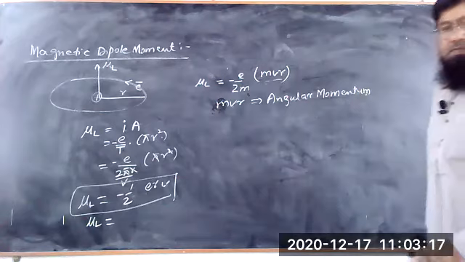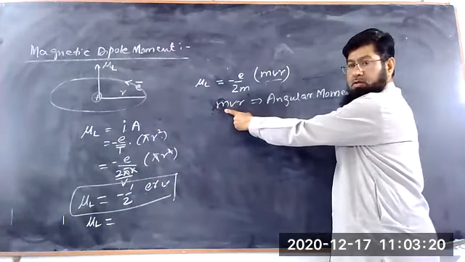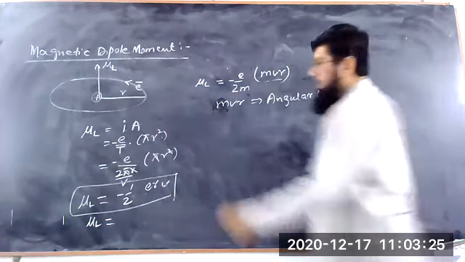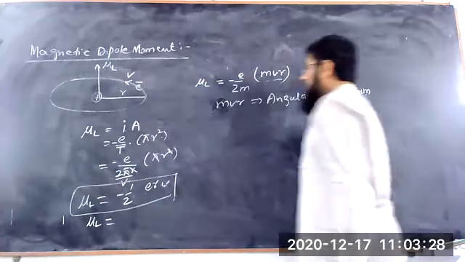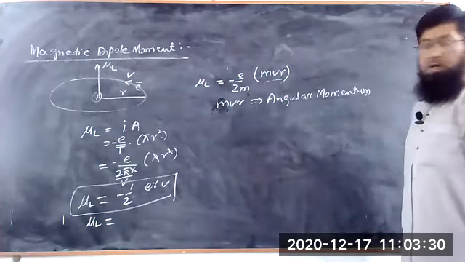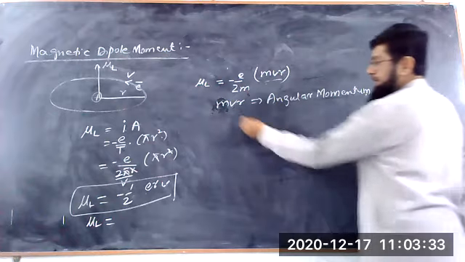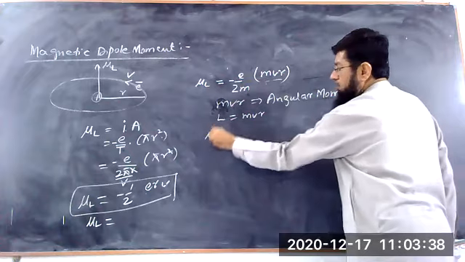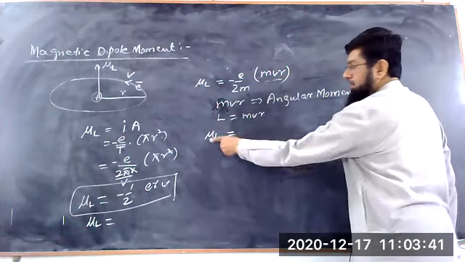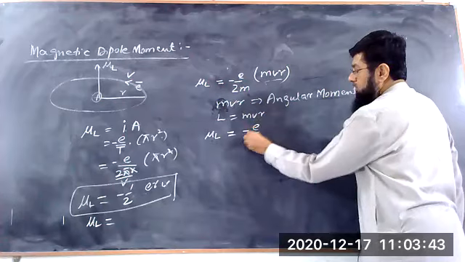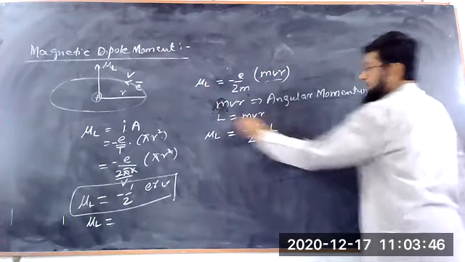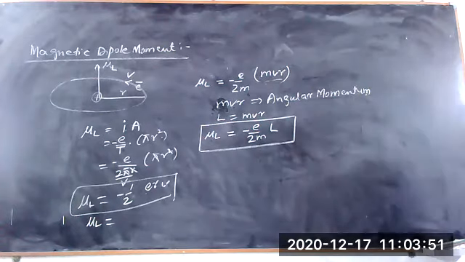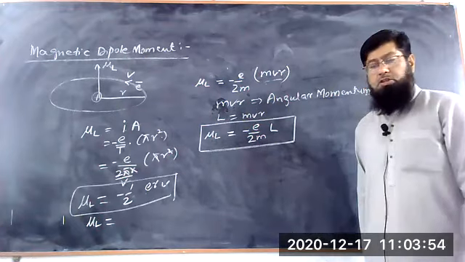Here m is the mass of the electron, v is the velocity of the electron, rotating in this direction, and r is the radius of the orbit. So L is equal to m v r. Therefore mu L is equal to minus e over 2m times L. This is known as the magnetic dipole moment of an electron due to its orbital motion.